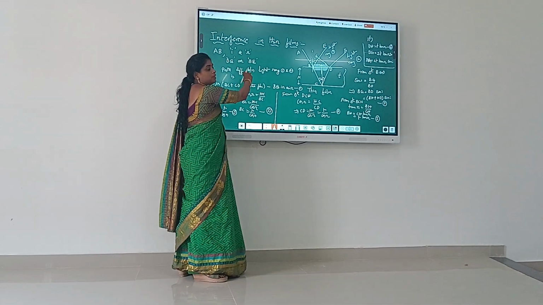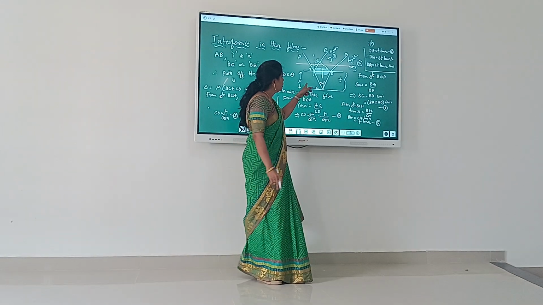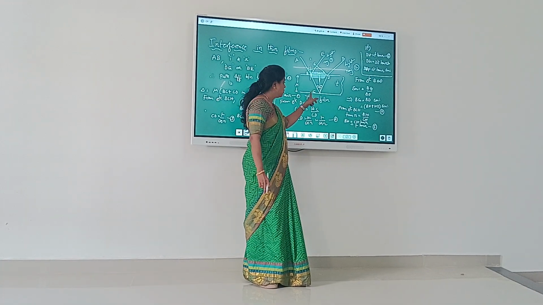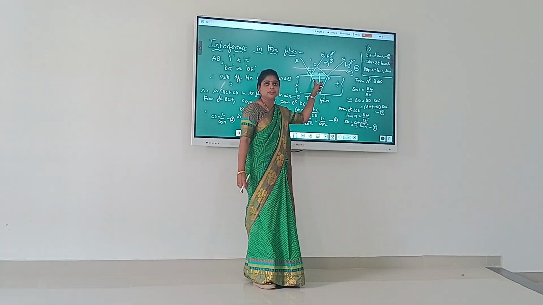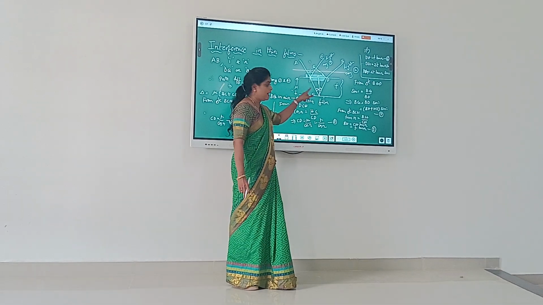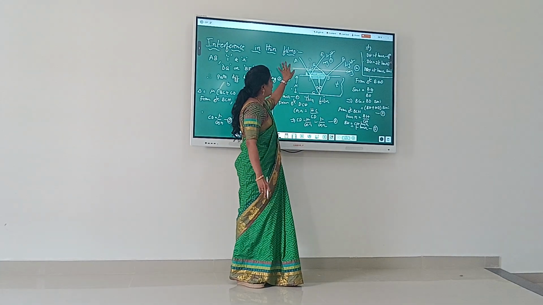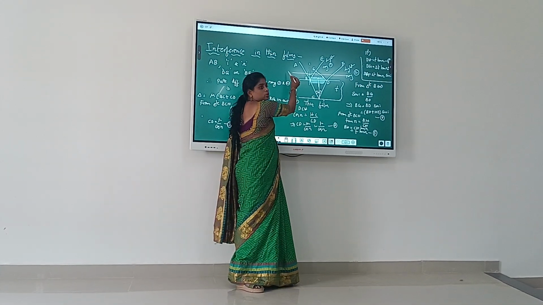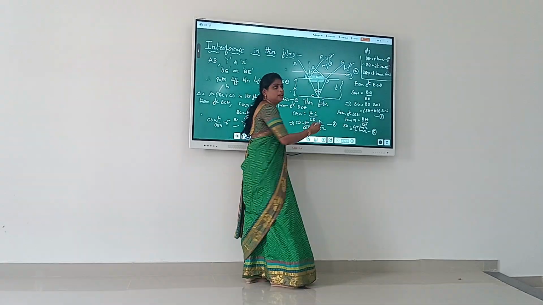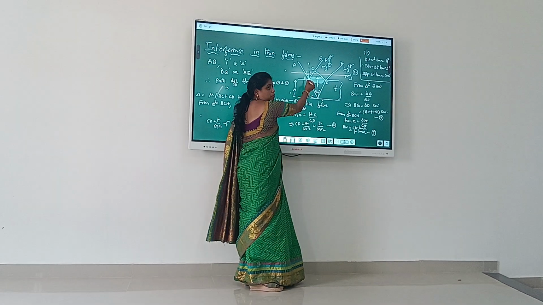So let us start interference in thin film. Here we are taking a thin film with lower surface and upper surface, of refractive index mu and thickness d. The light rays are coming from the source and are incident on the upper surface of the thin film. The incident ray is AB.